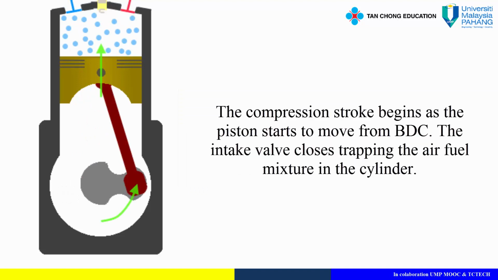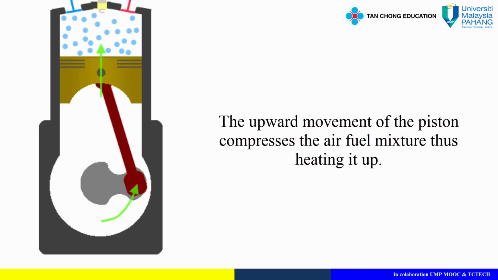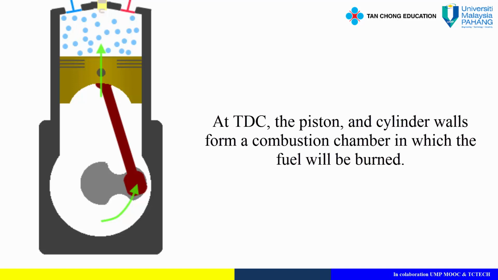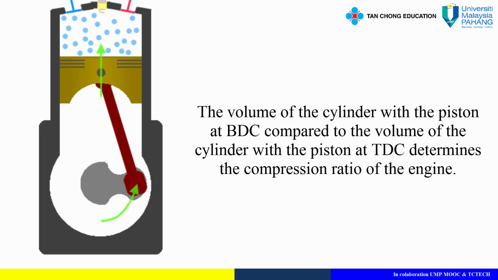Compression stroke. The compression stroke begins as the piston starts to move from BDC. The intake valve closes, trapping the air-fuel mixture in the cylinder. The upward movement of the piston compresses the air-fuel mixture, thus heating it up. At TDC, the piston and cylinder walls form a combustion chamber in which the fuel will be burned. The volume of the cylinder with the piston at BDC, compared to the volume of the cylinder with the piston at TDC, determines the compression ratio of the engine.